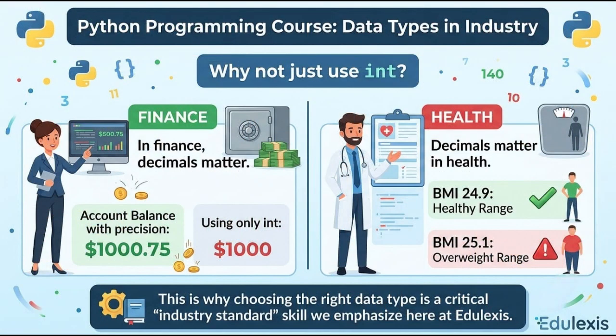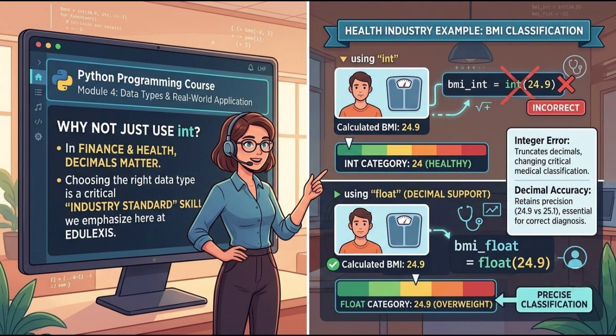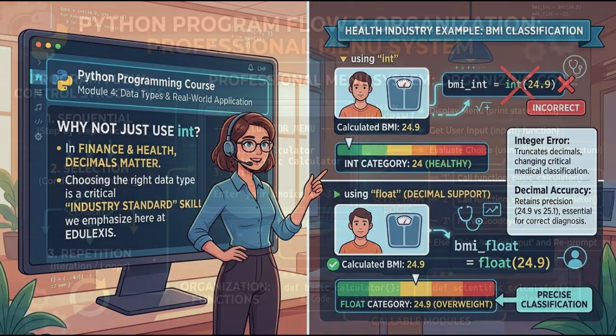In finance and health, decimals matter. A BMI of 24.9 is healthy, but 25.1 is overweight. This is why choosing the right data type is a critical, industry-standard skill we emphasize here at Edulexis.